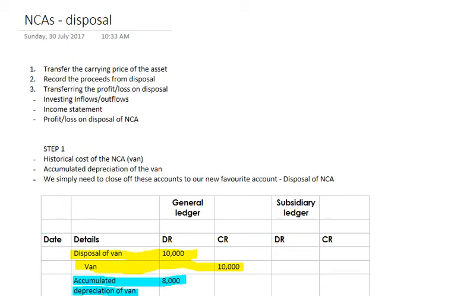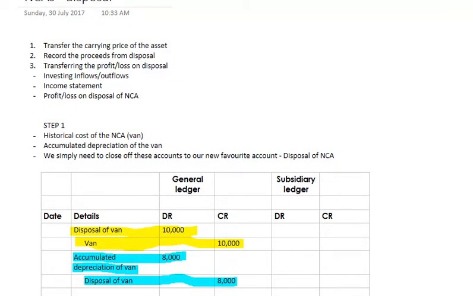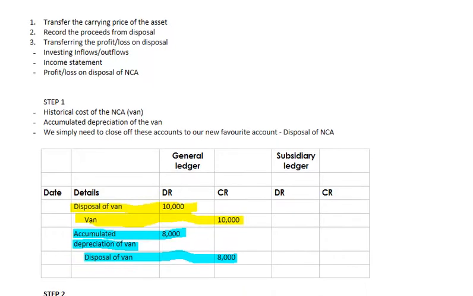Welcome to the world of non-current assets disposal. So we're talking about our non-current assets, a resource controlled by the entity as a result of a past transaction that will result in an inflow of future economic benefits for longer than 1 year. Now we're talking about getting rid of it.